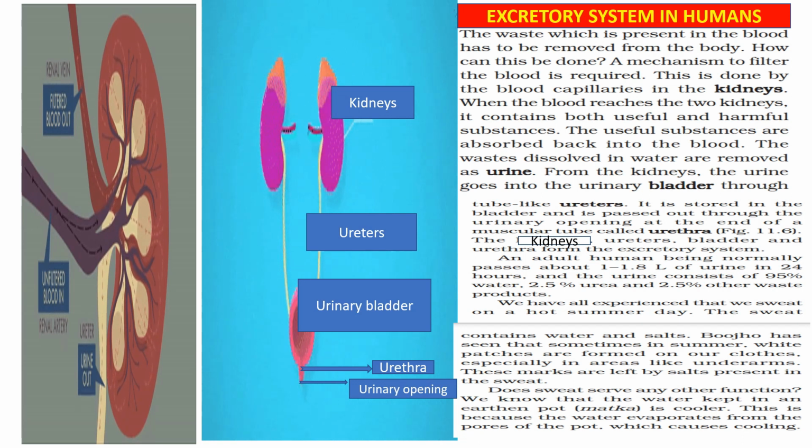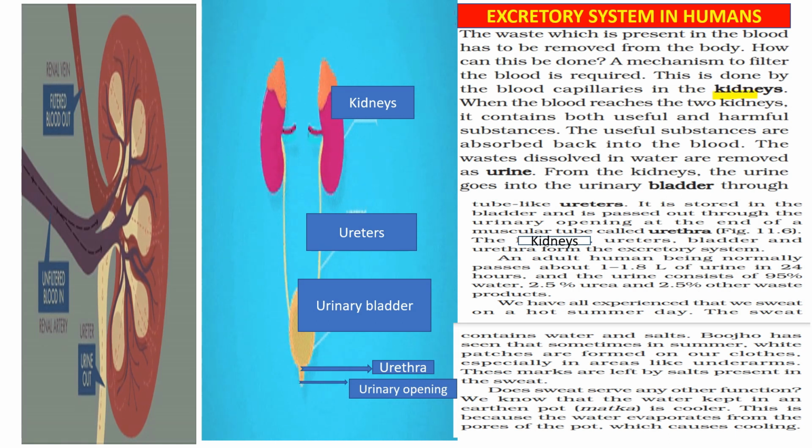Let's learn in detail about the excretory system in humans. Observe the image over here. You can see a pair of kidneys, ureters, urinary bladder, urethra, and how the urine is passed out through the urinary opening. The waste which is present in the blood has to be removed from the body. Can this be done? A mechanism to filter the blood is required. This is done by the blood capillaries in the kidneys.